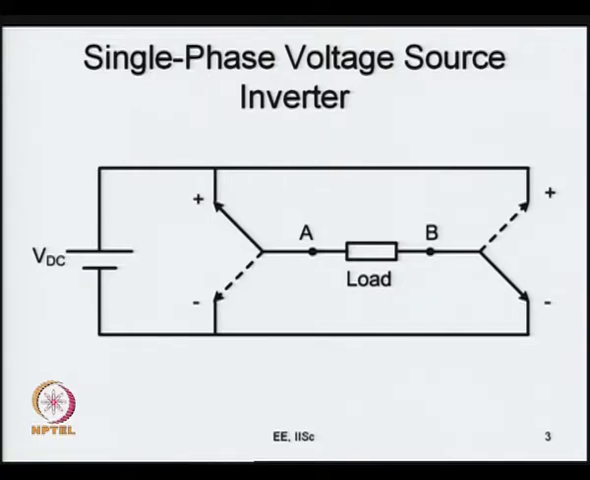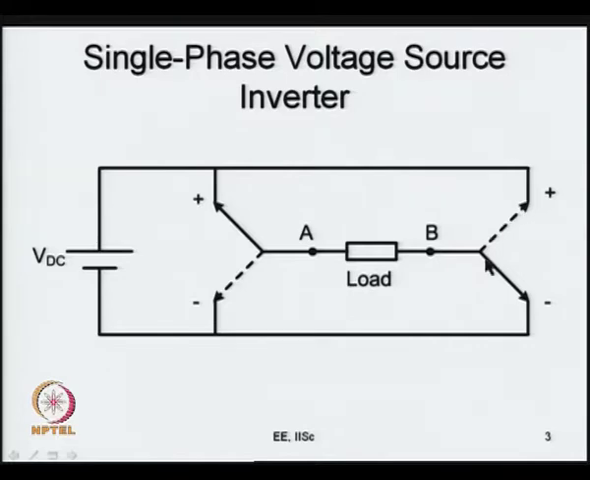Once again, if you go through the basics, this is a voltage source inverter, a single phase voltage source inverter. There is a load, and the load has 2 terminals and is presumed to be inductive. Therefore, every terminal is connected to a pole, and there is a single pole double throw switch. Once again you have a single pole double throw switch.